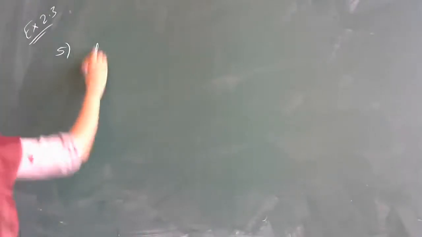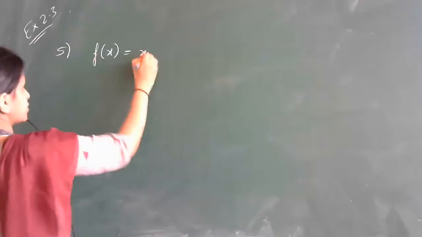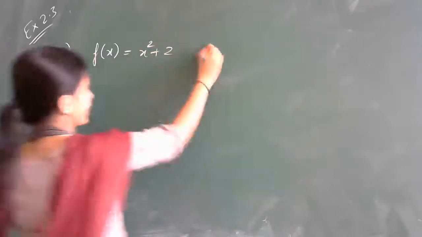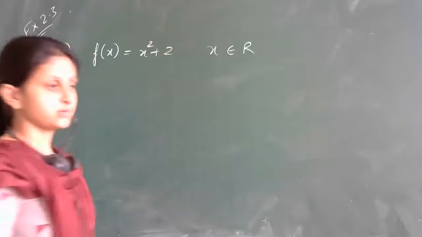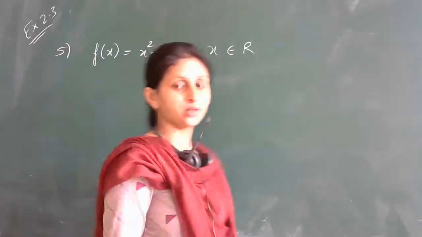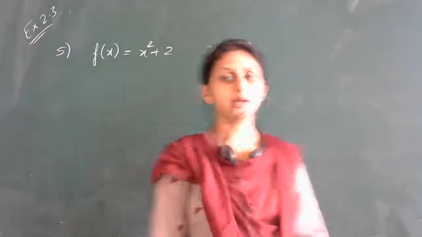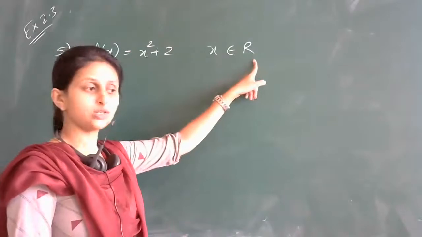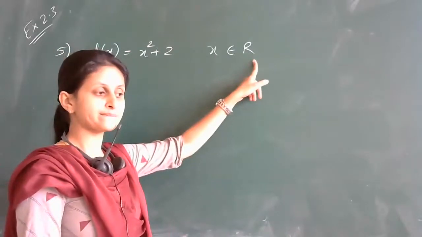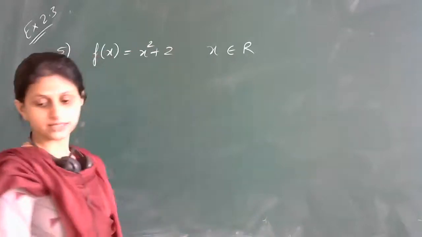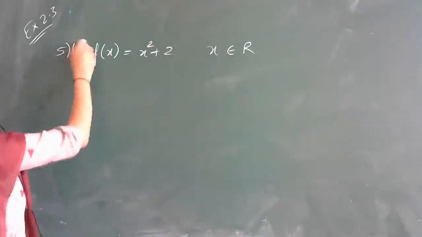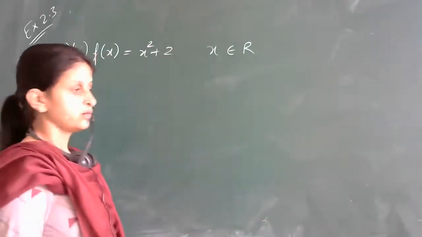Can you try, students? In the second question, can you try? f of x is equal to x square plus 2, where x is a real number. See, it is very easy. Domain is given. What is the domain? What is the domain, students?